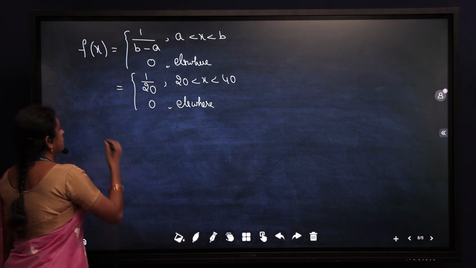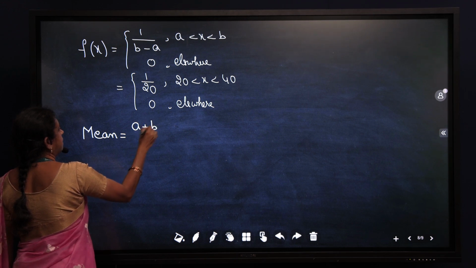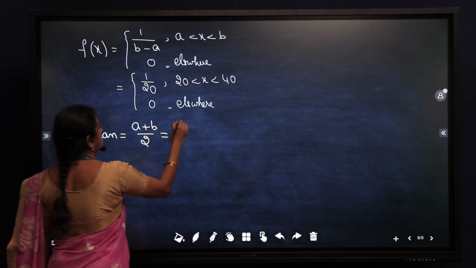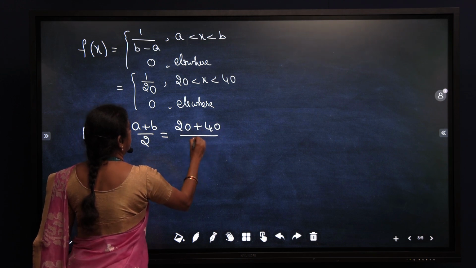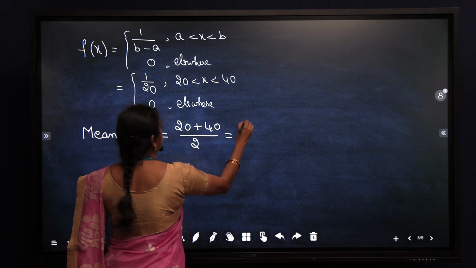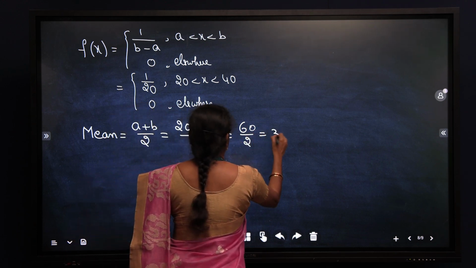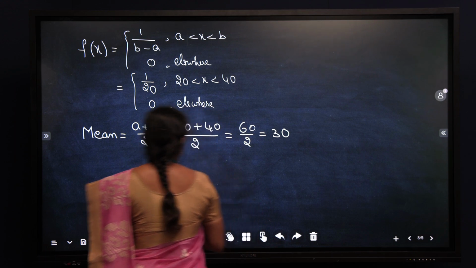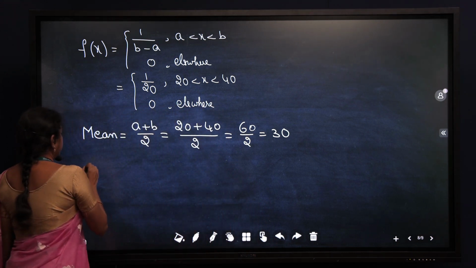Now as we already know, mean is given by a plus b by 2. So mean is a plus b by 2, and a is equal to 20, b is equal to 40. So 20 plus 40 by 2, that is 60 by 2, which is equal to 30. Mean is given by 30. The thickness of the coating is given by 30. And then we'll find the variance.